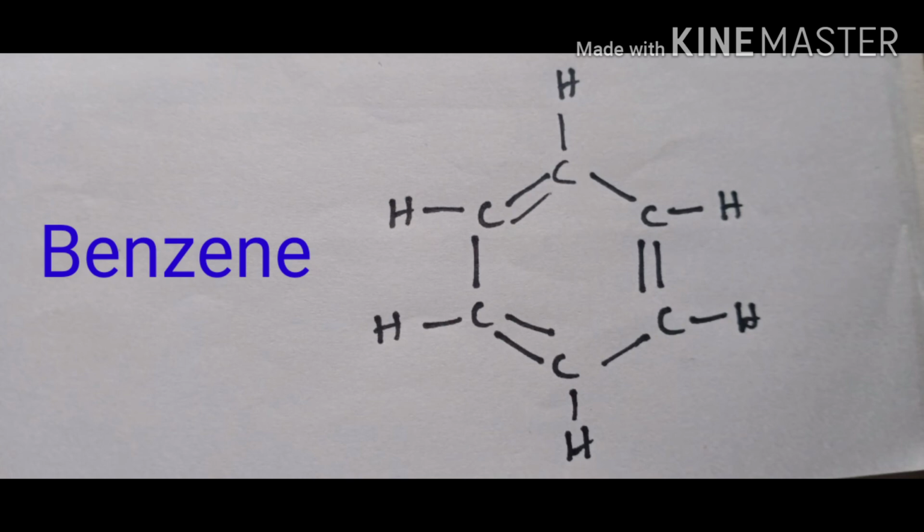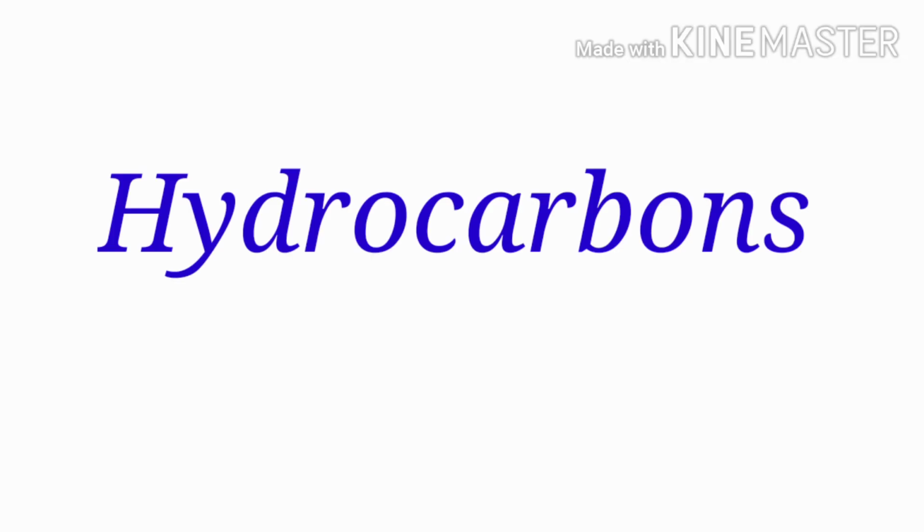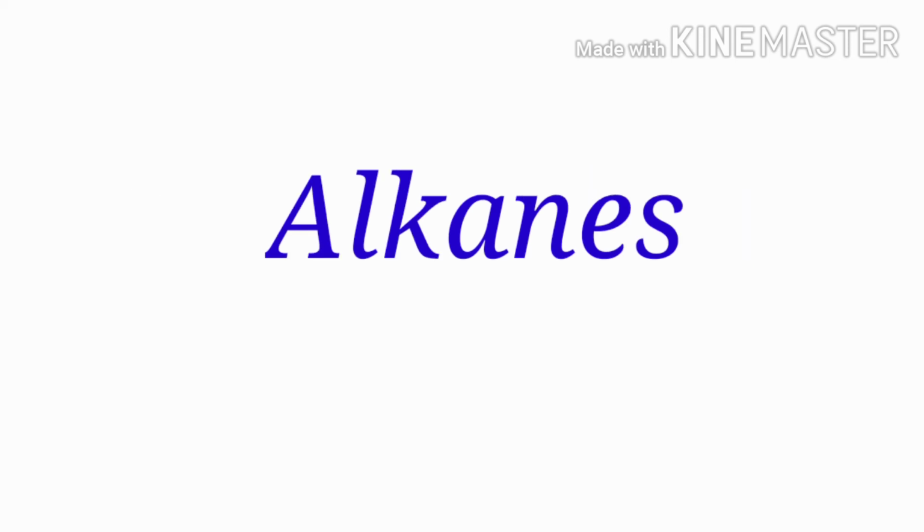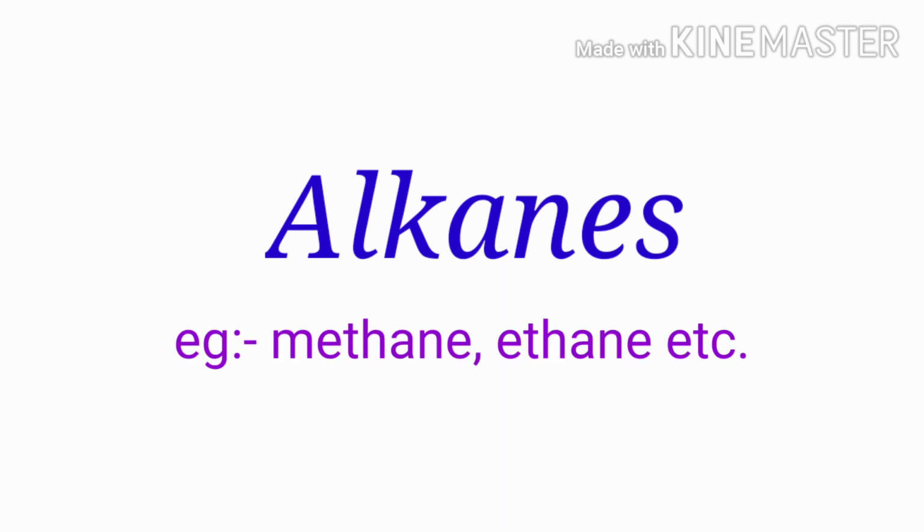It is an example for unsaturated carbon compounds. It is because there is double bond in between the carbon atoms. All these carbon compounds which contain just carbon and hydrogen are called hydrocarbons. The saturated hydrocarbons are called alkanes, and they contain only single bonds between the carbon atoms. For example, methane, ethane, etc.